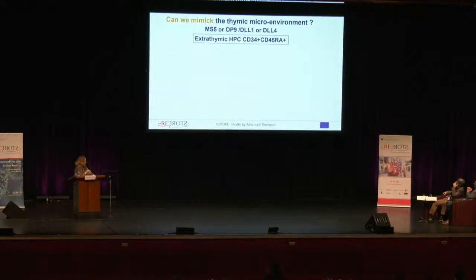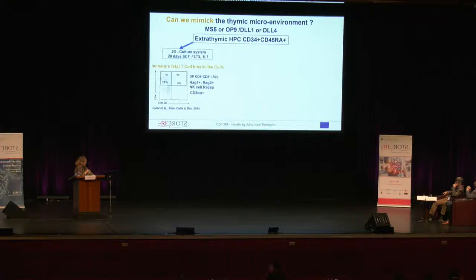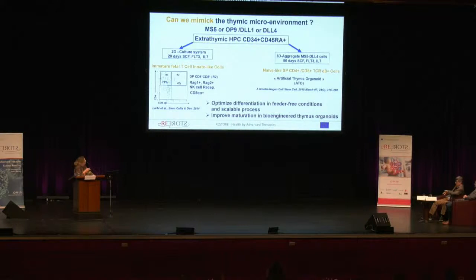So, in the extrathymic progenitor, we can also use the stromal cells with Notch ligand. With a 2D culture system, we can confirm that we don't have single positive CD8 cells in vitro. We are just at an immature fetal T cell, innate-like cells, with double positive thymocytes with RAG expression. And if you want to have naive-like cells, you use a 3D organoid aggregate of stromal cells, and it's the last paper, called now an artificial thymic organoid. So, for instance, it is a unique paper claiming that we can use this technology to mimic the thymus.